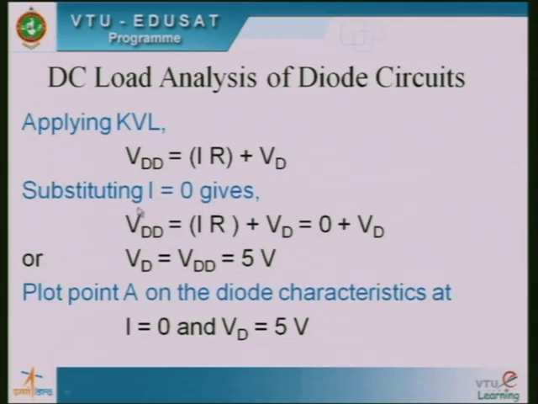So first, to get point A, what we need to do is substitute I equal to 0. If we substitute I equal to 0, we get VDD equals IR plus VD. So this is nothing but 0 plus VD, and this corresponds to VD equal to VDD. The given value of VDD is 5 volts, therefore VD is 5 volts. So you can plot this point A on the diode characteristics at I equal to 0 and VD equal to 5 volts here.